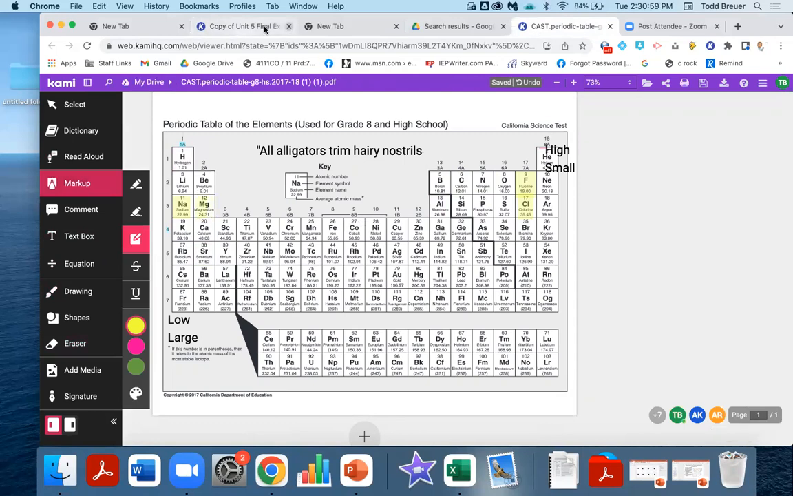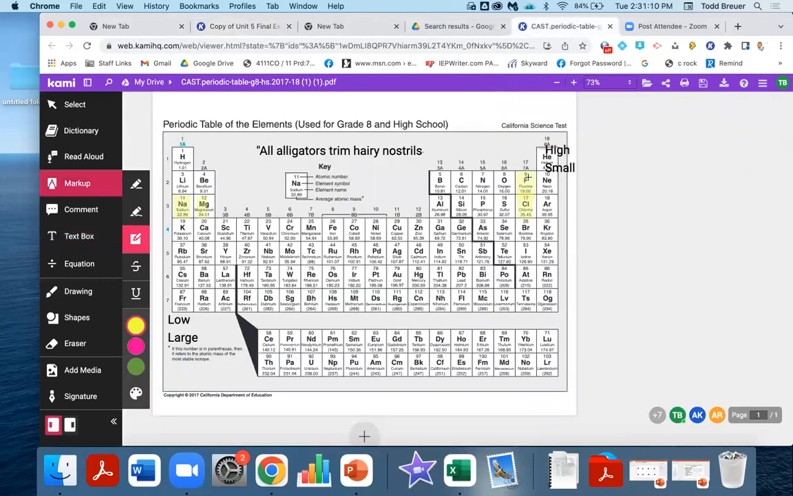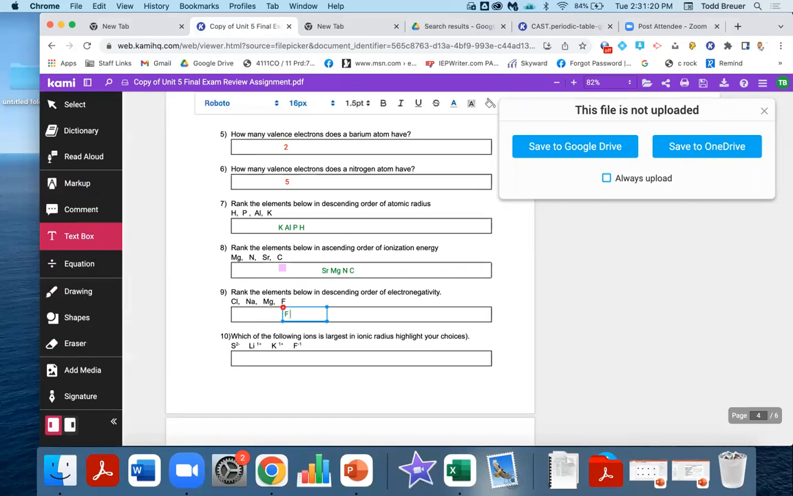Okay. And we go back to the list and it asks for descending order. So we want the highest electronegativity down to the lowest. So highest would be near the top right position. Fluorine, chlorine, magnesium, sodium. So there goes our list: fluorine, chlorine, magnesium, sodium.